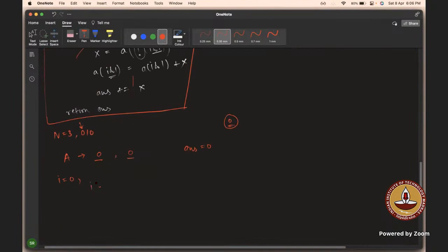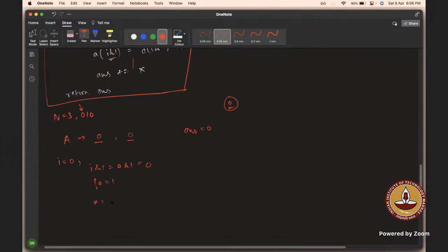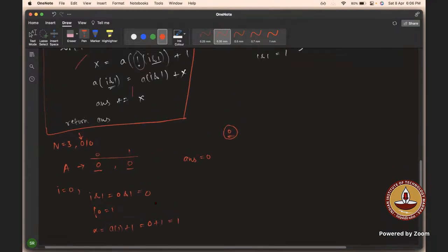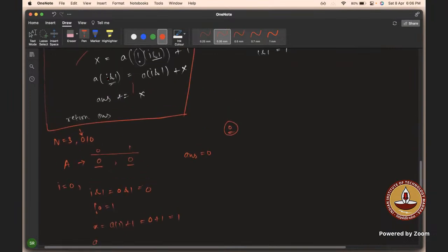When you take i AND 1, 0 AND 1 gives us 0, right? NOT of 0 is equal to 1. So x equals a1 plus 1. What is a1? This is 0, this is 1, right? a1 is 0, so 0 plus 1 equals 1, right? x equals 1.